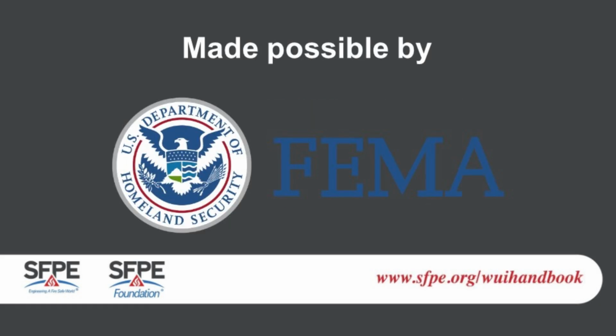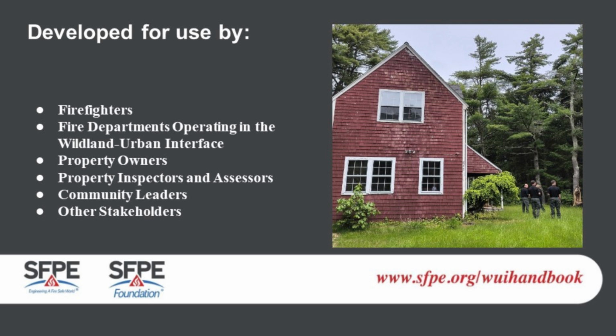This handbook was made possible by a grant from the U.S. Department of Homeland Security, Federal Emergency Management Agency. Using engineering-based resources, this handbook was developed primarily for use by firefighters and fire departments operating in the wildland-urban interface. It can also support property owners, property inspectors and assessors, community leaders, and other stakeholders.